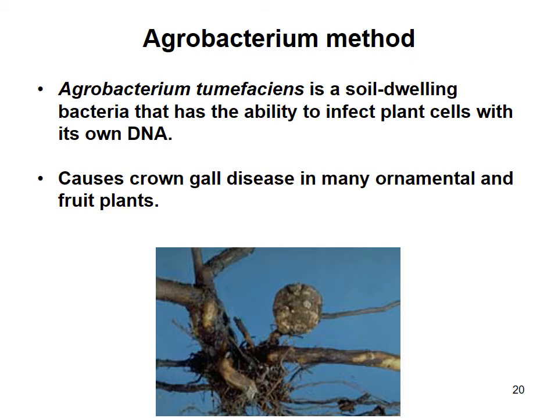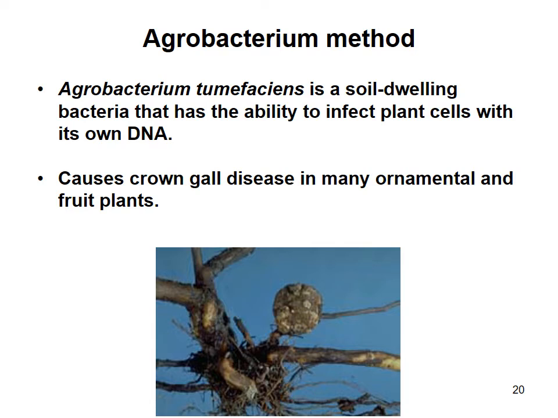Agrobacterium-mediated transformation utilises a bacterium called Agrobacterium tumefaciens. This is a soil-dwelling bacteria that has the ability to infect plant cells with its own DNA. It causes crown gall disease in many ornamental and fruit plants.